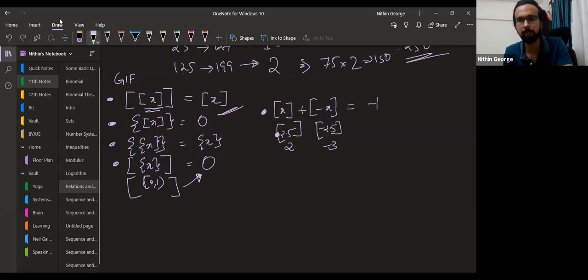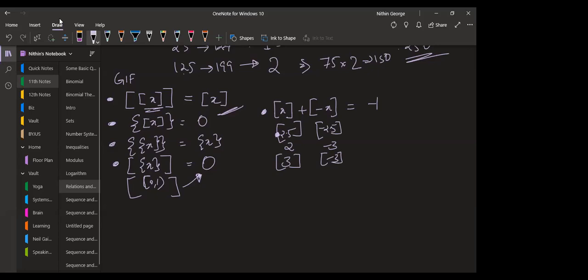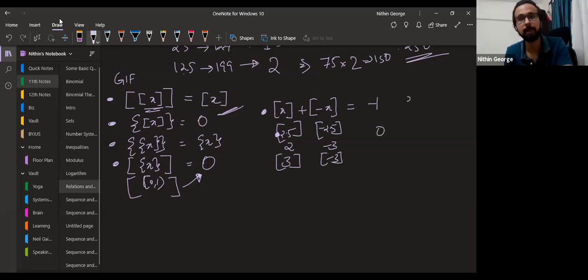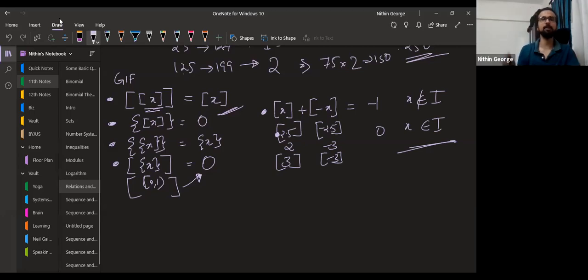Suppose I put an integer. I put 3 and minus 3 here. What did the sum come up to? 0. So from here you can say that this is minus 1 when x is not an integer, and this is 0 when x is an integer. Got it? So whenever you get f of x plus f of minus x equal to minus 1, you know that it's not an integer. Whenever you get 0, you should know that it is an integer. All right, move ahead.